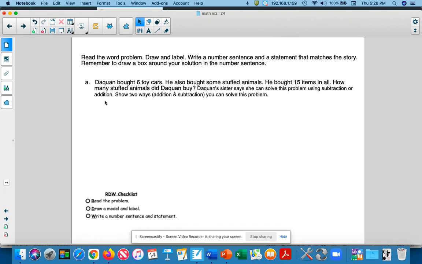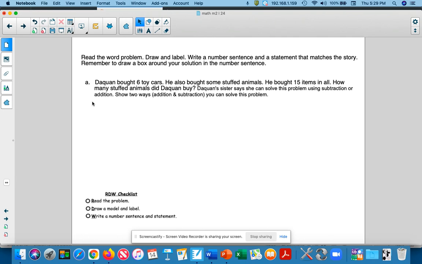Let's read the question. Daekwon bought 6 toy cars. He also bought some stuffed animals. He bought 15 items in all. How many stuffed animals did Daekwon buy? Daekwon's sister says she can solve this problem using addition or subtraction. Show 2 ways, addition and subtraction, you can solve this problem.